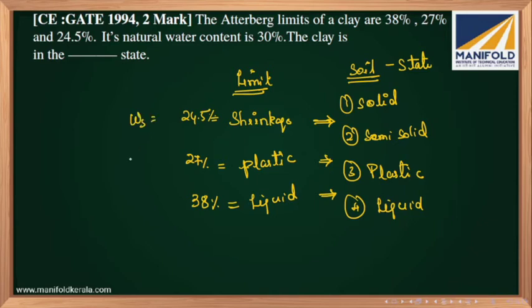So shrinkage, plastic, liquid. The natural water content of the soil is 30%. So the soil is in which state? The soil is in a plastic state.